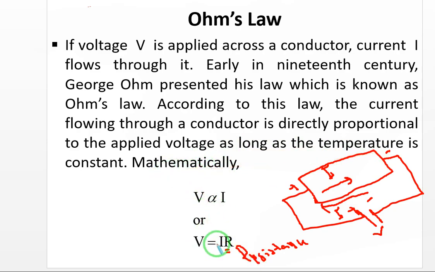V is equal to IR. V is voltage, I is current, R is resistance. So keep in mind this formula, because this formula is very important, and we will use it everywhere when we have a resistive circuit. Keep in mind and memorize it, especially the concept of Ohm's law, where we will use it.